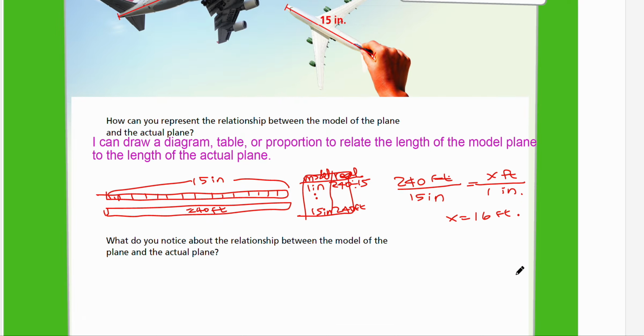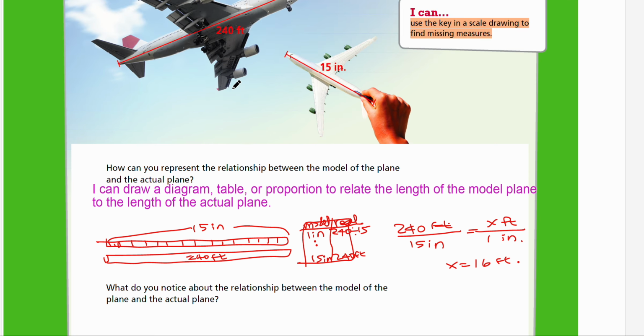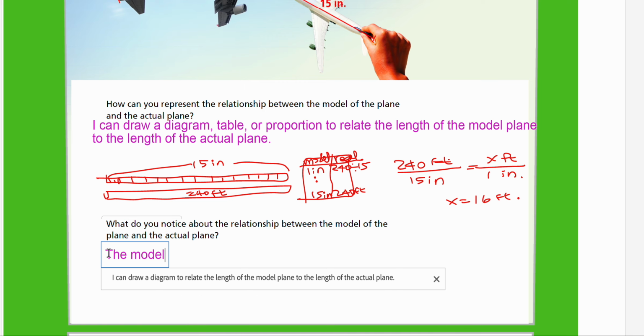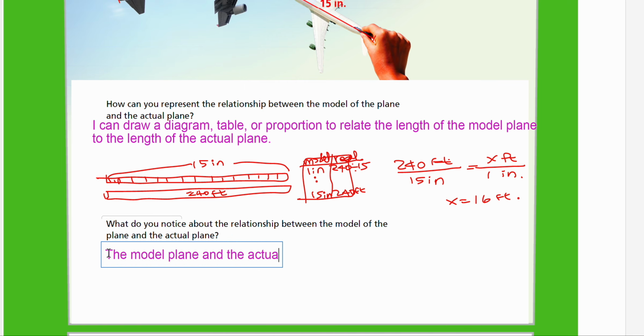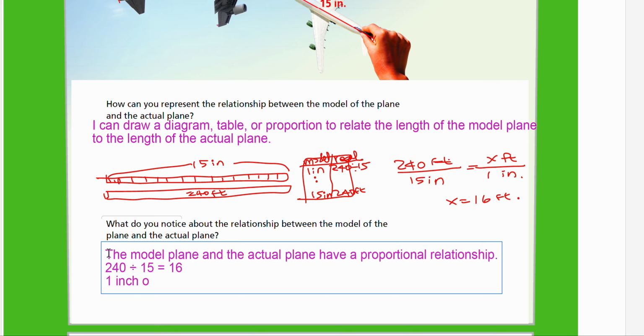What do you notice about the relationship between the model of the plane and the actual plane? The model of the plane and the actual plane have a proportional relationship. And so we know that 240 divided by 15 is equal to 16. So 1 inch of the model plane is equal to 16 feet on the actual plane.